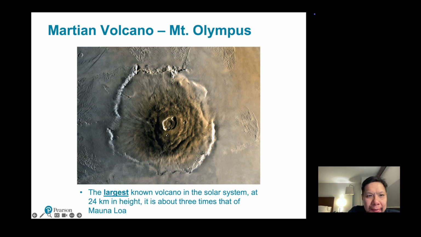The Martian volcano, Mount Olympus, is pretty cool looking, right? It's the largest volcano in our solar system at 24 kilometers high. That's 3 times the height of Mauna Loa, which I have no idea where that is. It sounds like it's in Hawaii, but a very large volcano on Earth, right? It's 3 times the size of that volcano. But yeah, seeing it from space looks pretty cool.